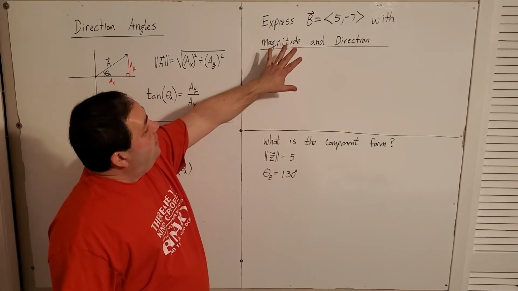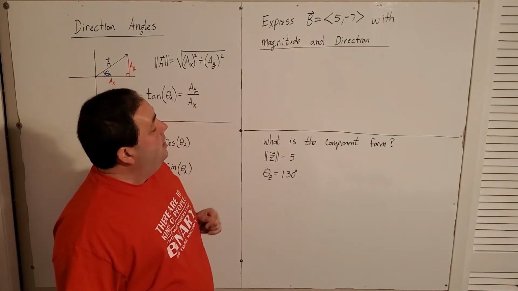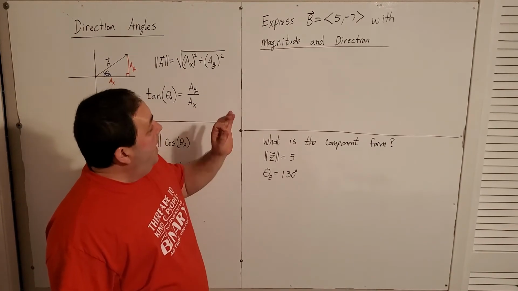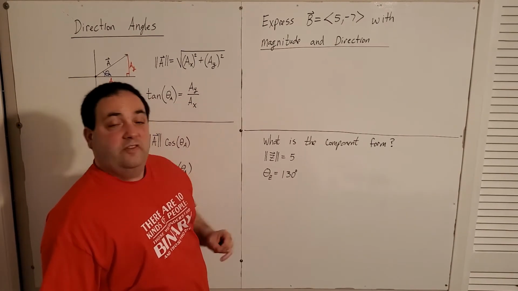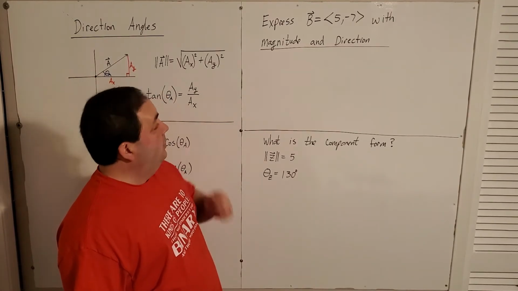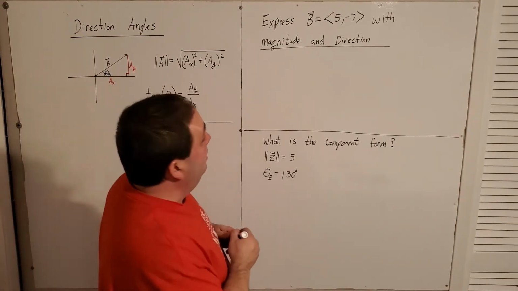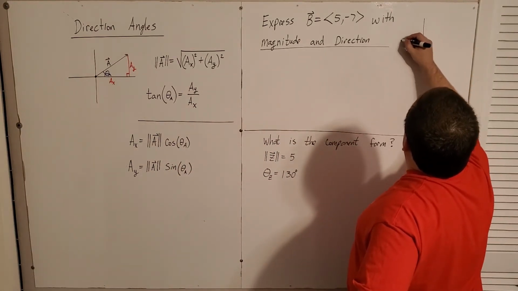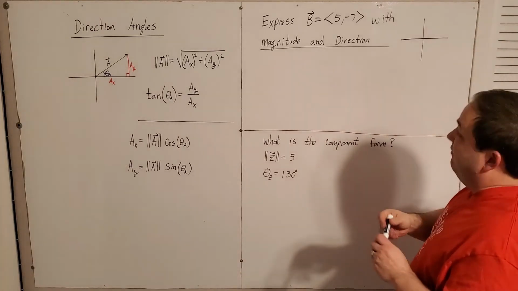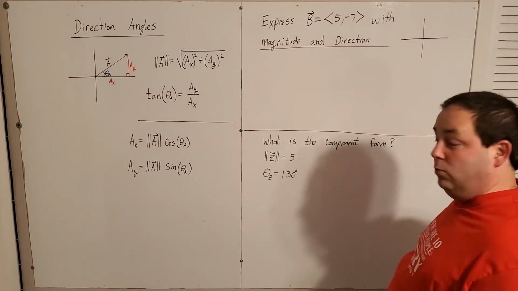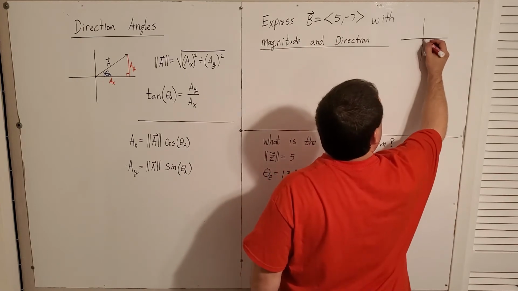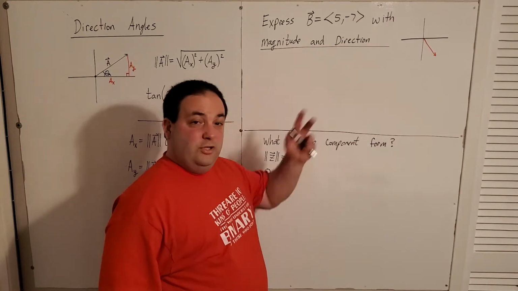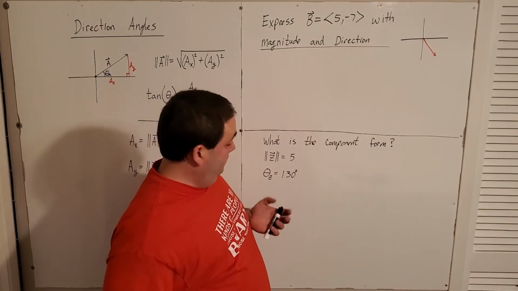I have vector B here, again, 5, -7, and they want you to re-express this vector as some magnitude with some direction. Okay, so let's get a general feeling for vector B here. 5, -7, right? That means that it's going to be 5 to the right and 7 down. So it'll be something like this. I mean, I'm not exactly graphing it to scale there, but you get the idea. That's the B vector. Okay?